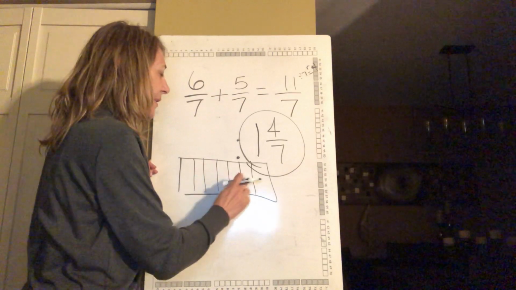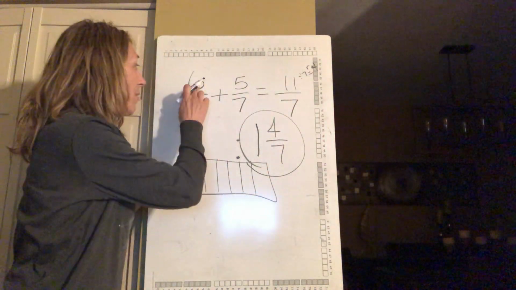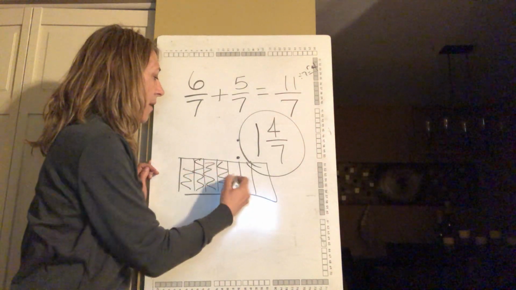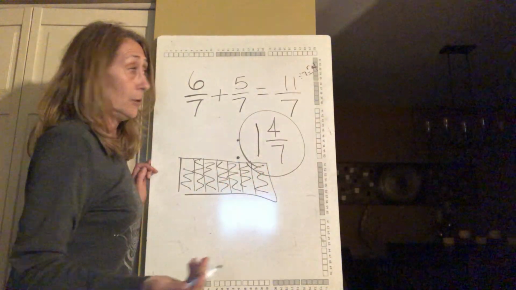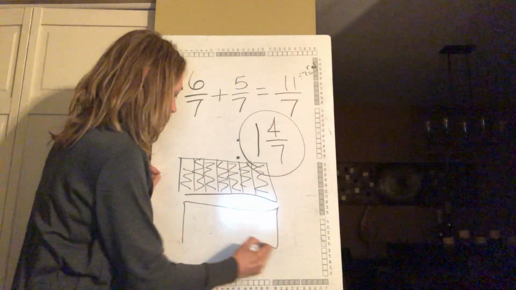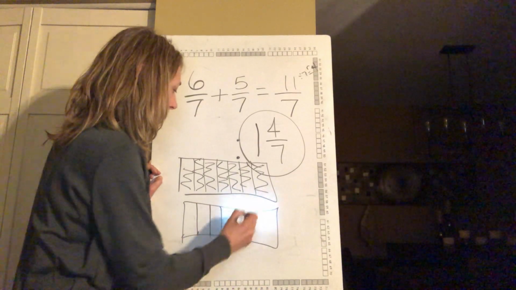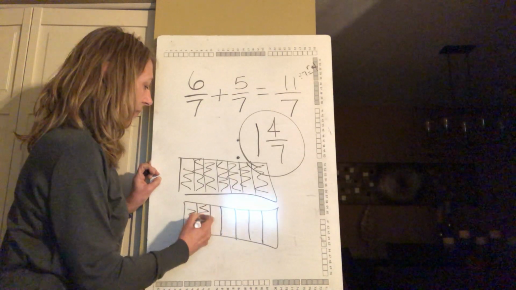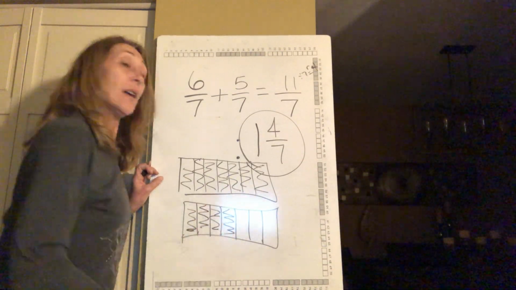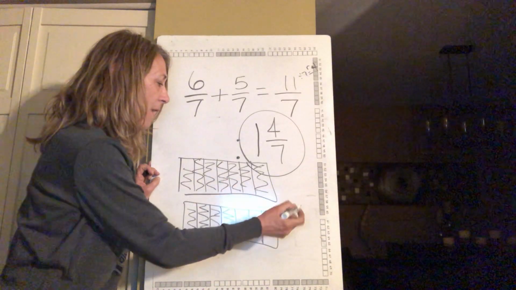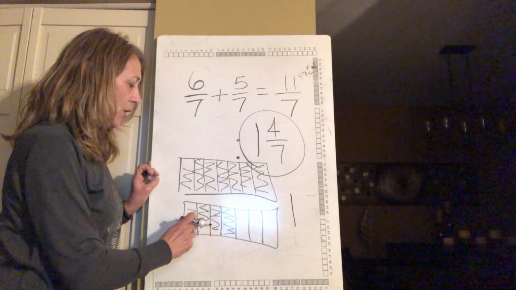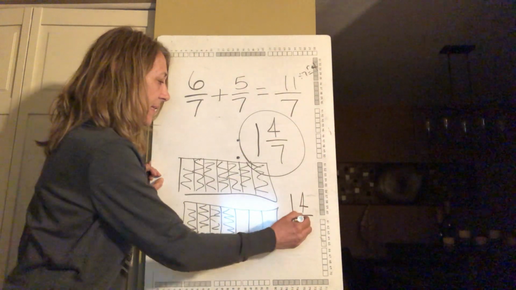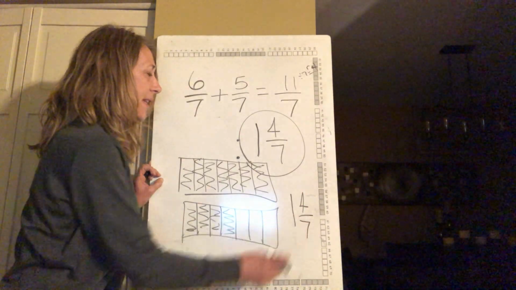1, 2, 3, 4, 5, 6, 7, and 11 of them, or 6 plus 5 is 11. 1, 2, 3, 4, 5, 6, 7. Oops, I need some more. 1, 2, 3, 4, 5, 6, 7, 8, 9, 10, 11. Looking at my bars, I have 1 whole bar filled. And how many pieces? 1, 2, 3, 4 pieces. And there's 7 in a whole. 1 and 4/7.